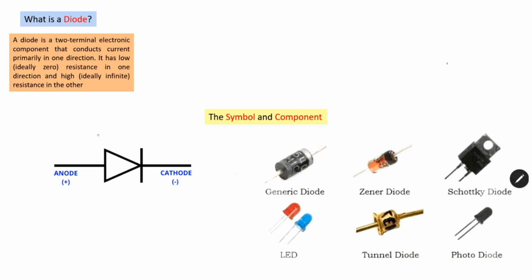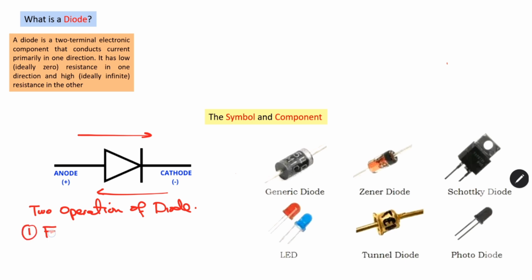So in that case, we can identify that the diode is mostly connected in a forward bias region, and also it blocks the current to flow in the opposite direction. In that case, we can see that there are two operating modes of the diode. One is called the forward bias mode, and two is the reverse bias mode.